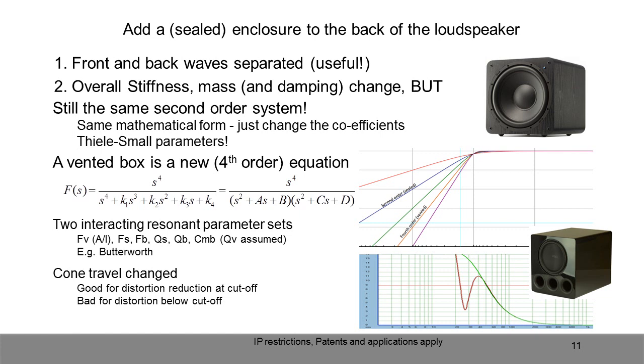Beaut. Nothing in this world is free. Below that frequency, it takes off at a huge rate. And so what happens is if you send signals to the vented box below the frequency you designed it for, it will sound terrible. But down to that frequency, it'll sound better.